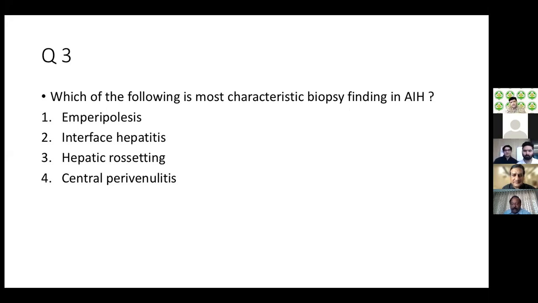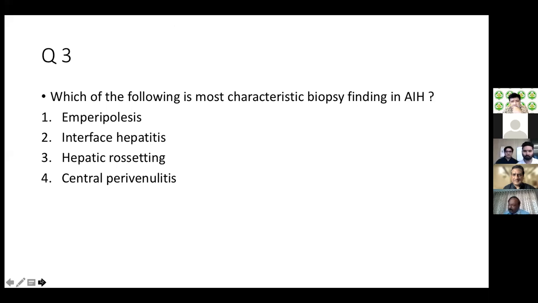the question was answered by 77% of the people. Interface hepatitis was answered by 56%, emperipolysis by 32%, rosetting by 10%, and central perivenulitis by 3%. But the very interesting point is that 77% of the people answered, and the 56% goes to the most important characteristic, interface hepatitis.